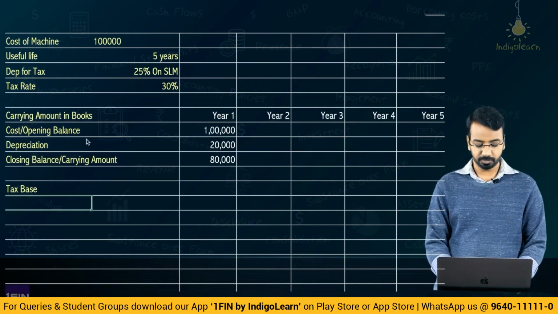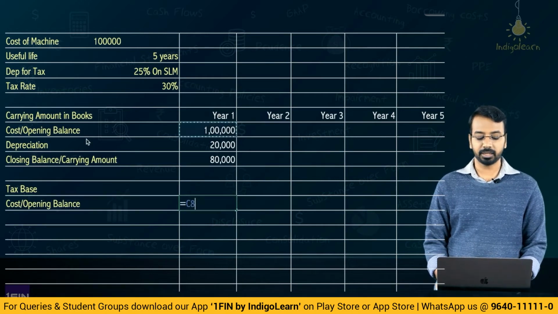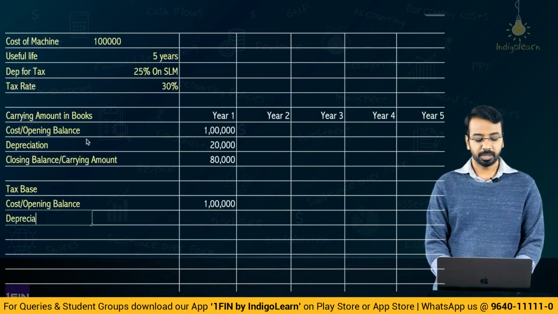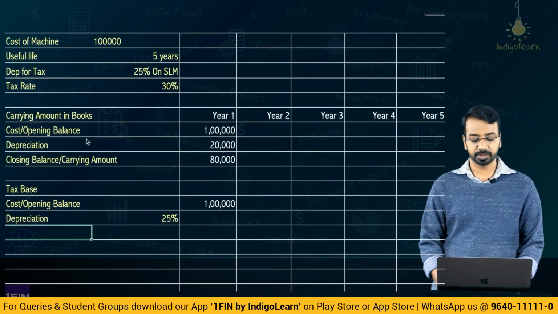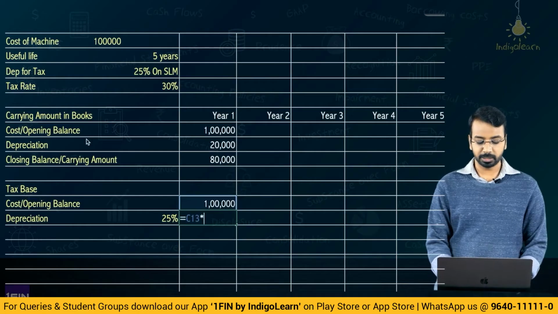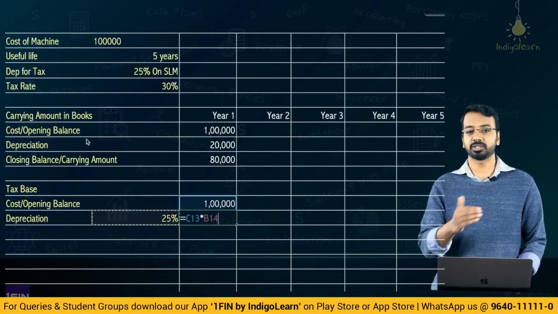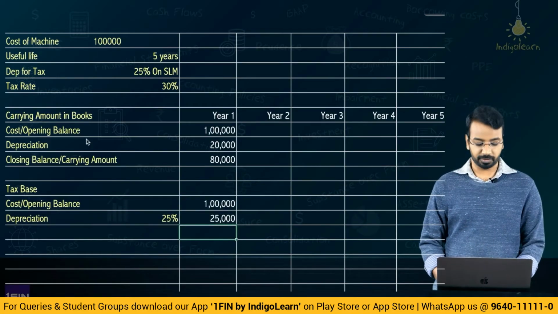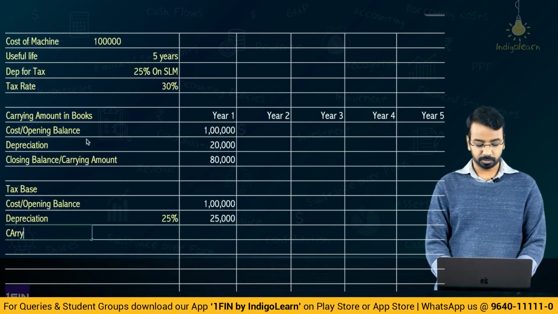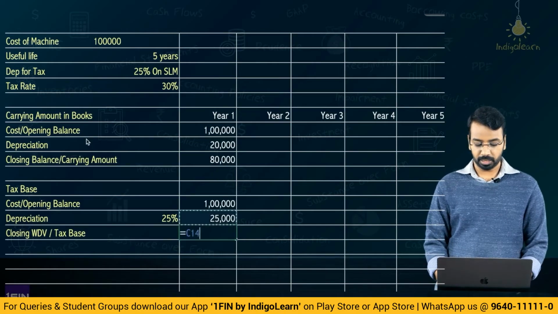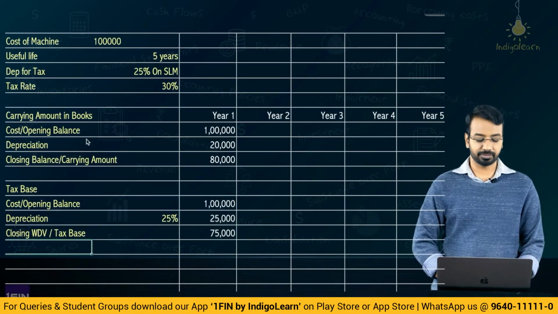Now, come to tax. As far as tax base is concerned, cost opening balance is again 1 lakh. Depreciation, the question says it is at 25%. So, 1 lakh multiplied by 25%, on SLM basis. So, every year the depreciation will be 25% on SLM basis, that is 25,000. So, closing WDV or the tax base is how much? 1 lakh minus 25, which is 75,000.